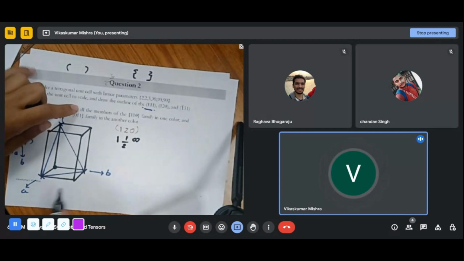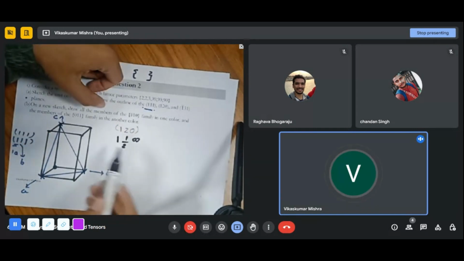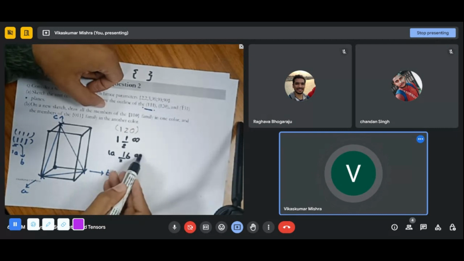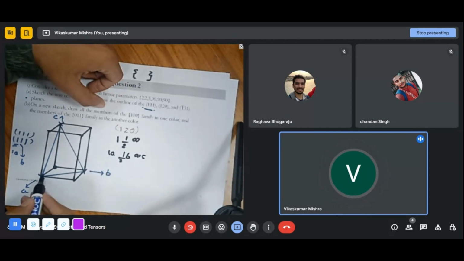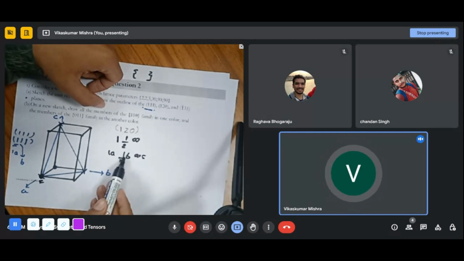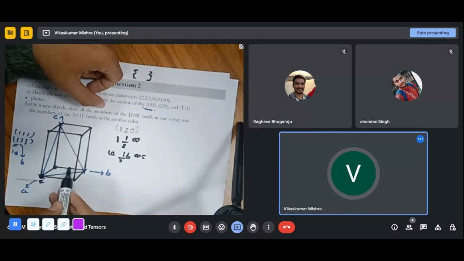So on the unit basis vectors, we have 1 times A, 1 by 2 times B, and infinite times C. That is, it will not cut the C axis. It will cut the A axis at unit, that is only over here. That is the first point. Let me mark this particular point in the B direction. We know it will cut at 1 by 2. So this is the entire B, and this will be the point where our 1 by 2 will lie. And in C we know it will not cut.